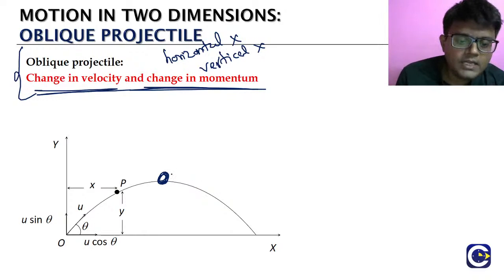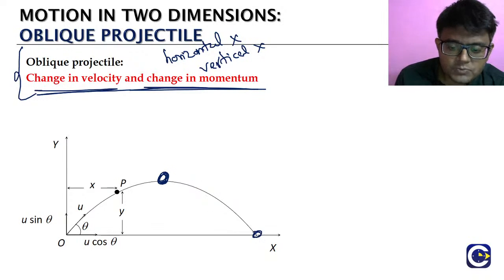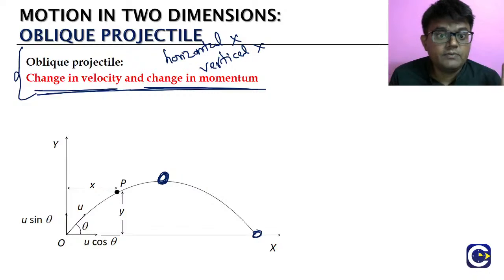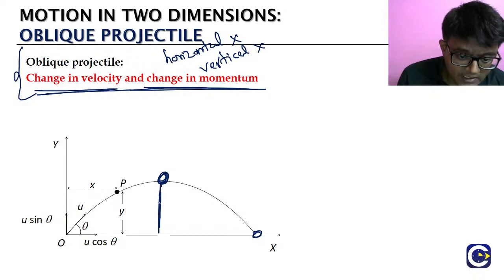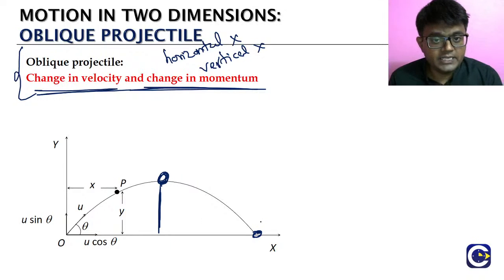The maximum height point and the range point. Generally, questions will be asked based on these points. We will look at the maximum height point and the range point. Range point is the point where the projectile is again coming back to the ground. That is what we call the range point.